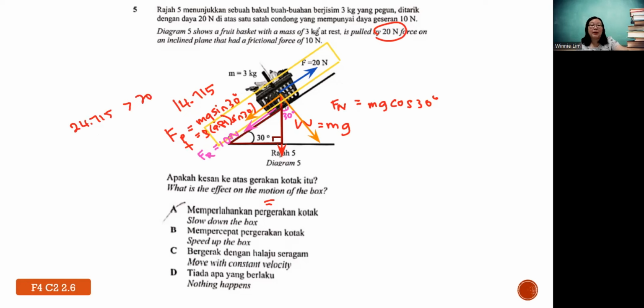That means automatically this object will fall down, being pulled down. That's why it will slow down the box. Speeding up cannot, because speeding up requires your pulling force to be greater. If nothing happens, at rest or moving at constant velocity, that means your F must equal FP plus FR. This is a concept you will learn as forces in equilibrium and also resolution of force. So this is the answer.